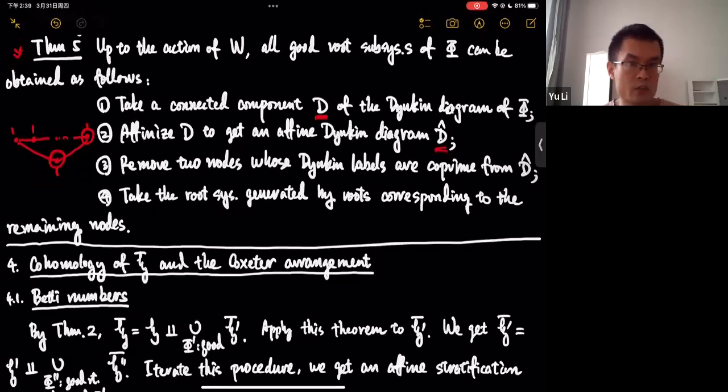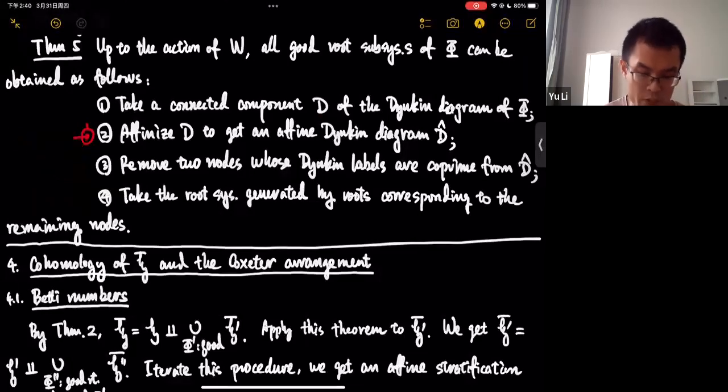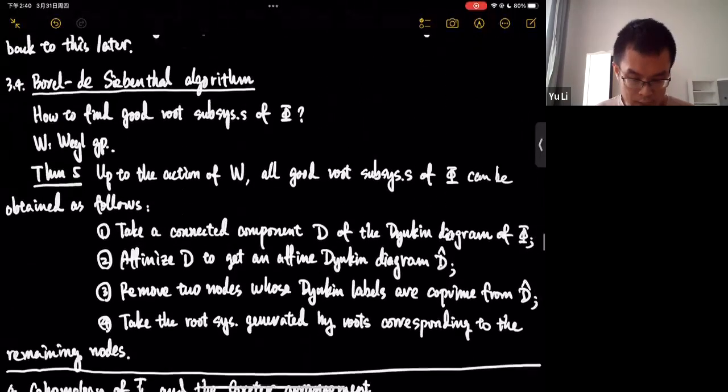So what this algorithm does is first it adds one node to my diagram, and then it removes two. So altogether the number of nodes in the resulting diagram is 1 less than the number of nodes in the diagram I started with. So the root system I obtained has rank 1 less, which is one of the requirements for a root subsystem to be good. Okay, nice. Any questions so far?